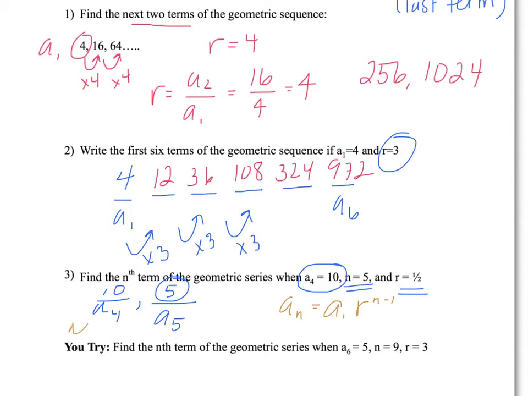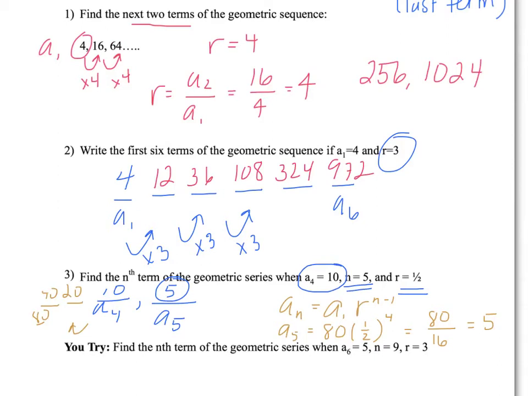If I work backwards, instead of multiplying by 1/2, I'm going to multiply by 2 to go backwards. A sub 3 would be 20, a sub 2 would be 40, and a sub 1 would be 80. So in this case, if I'm looking for a sub 5, my first term would be 80, r is still 1/2, n is 5, so n minus 1 would be 4. When I multiply this out, I get 80. 1 to the 4th is 1, 2 to the 4th is 16, and I do that division and I get 5. So either way, you can find the common ratio either just by observation or by using the formula.